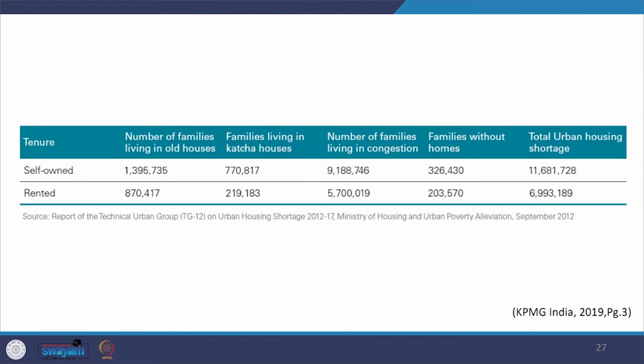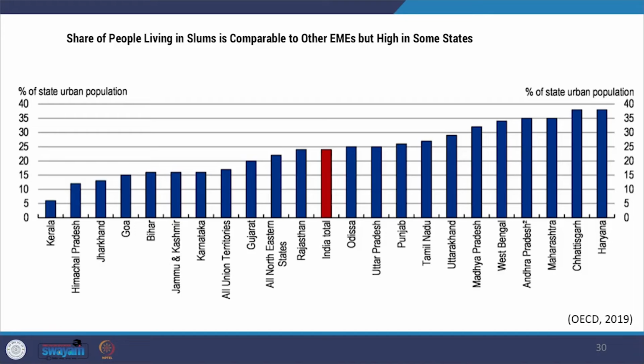Of the total urban housing shortage, nearly 62% houses are self-owned, while 38% families live in rented homes. The state-wise data as per the technical committee showed a mixed picture where both developed as well as less developed states had families living in poor housing conditions. Uttar Pradesh had a housing shortage of over 30 lakh homes, followed by Maharashtra, which had a 19 lakh shortage.